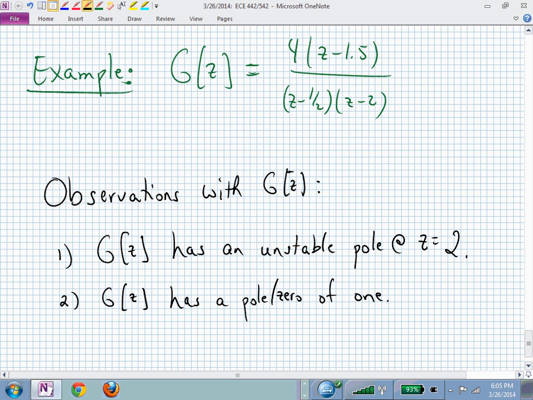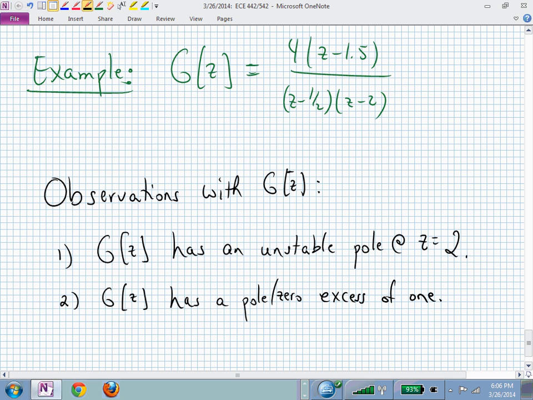What in the world has a pole zero of 1? Man, I'm still thinking about that rotten apple. G of Z has a pole zero excess of 1. Anything else?